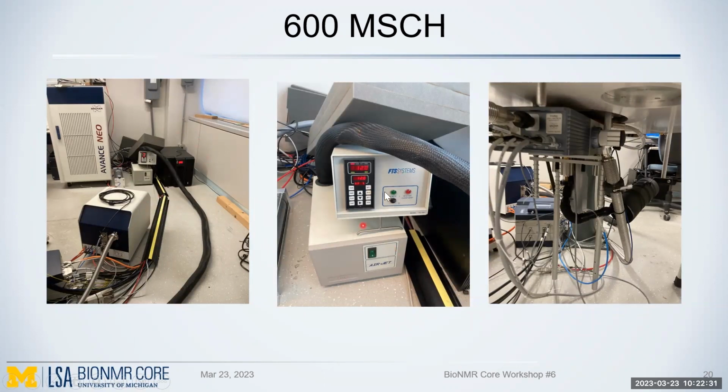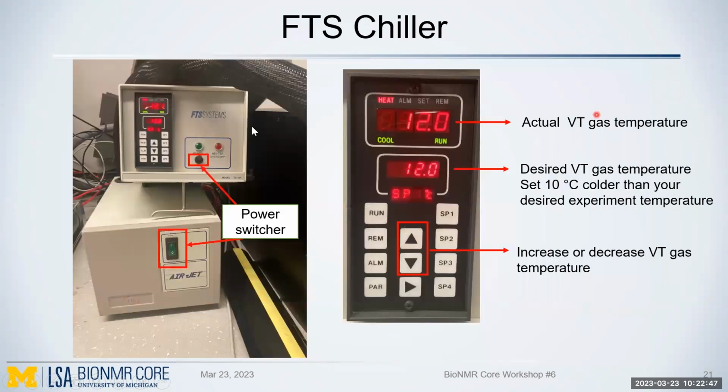On this FTS chiller, it provides the cooling gas, and the temperature of the cooling gas is displayed on the screen here. Then it has a hose that transfers the cooling gas to the probe. On that FTS chiller, there's a power switch. This power switch first needs to be turned on so that the FTS chiller can work.